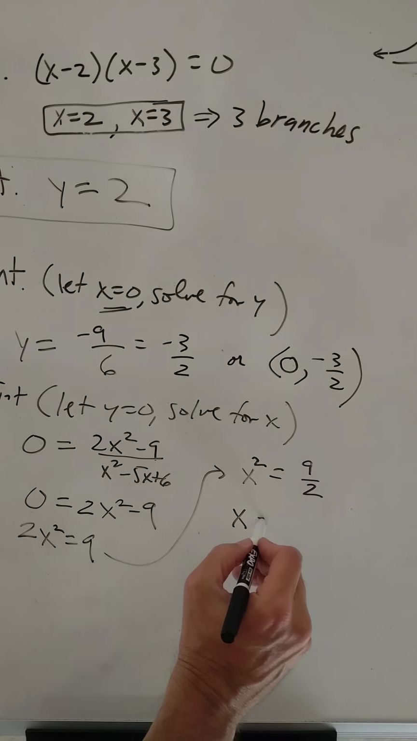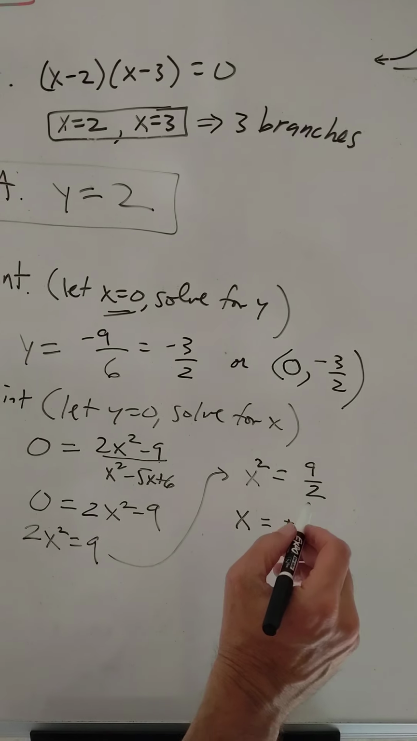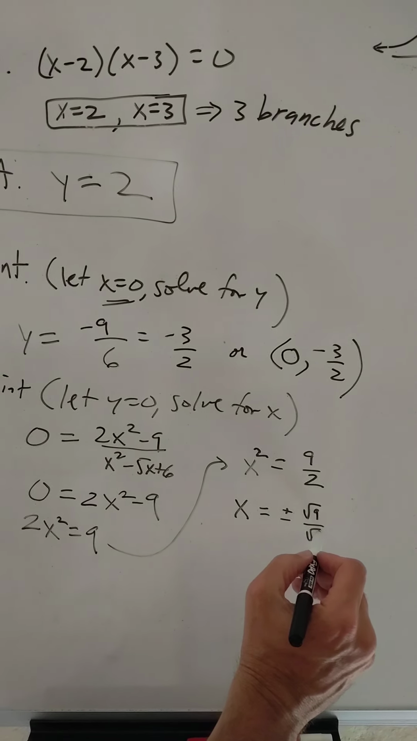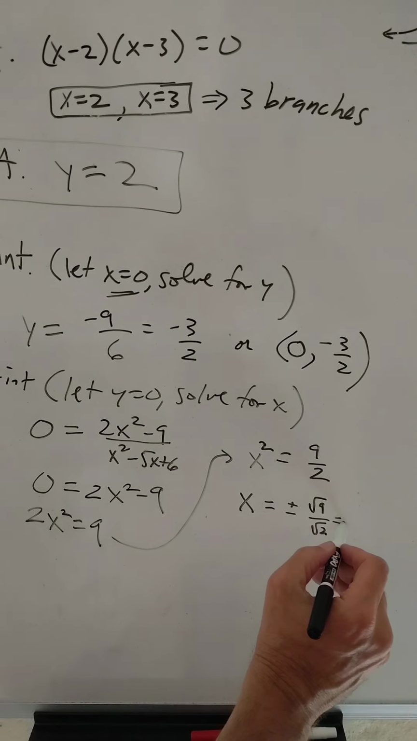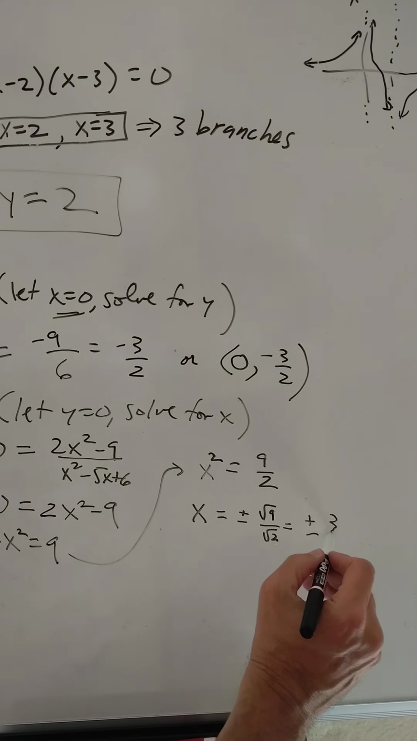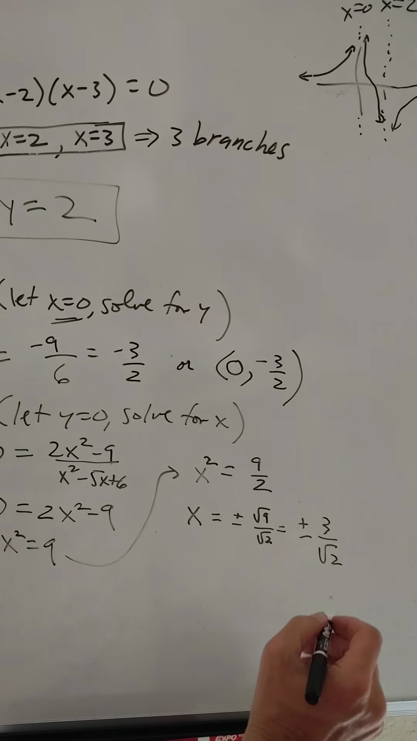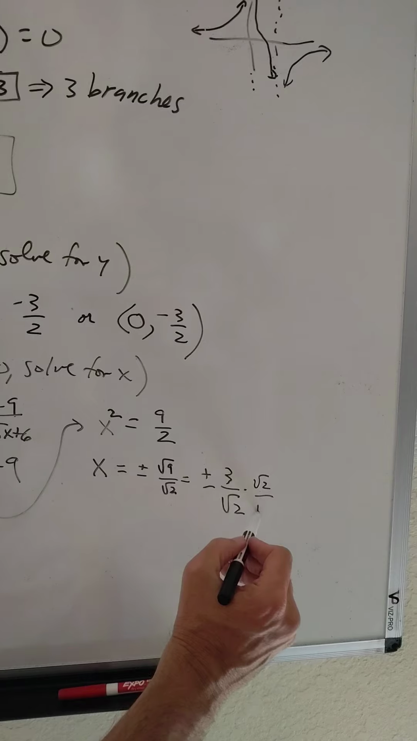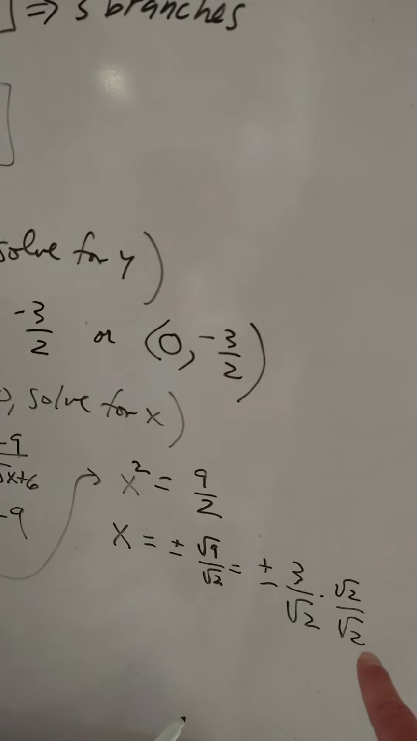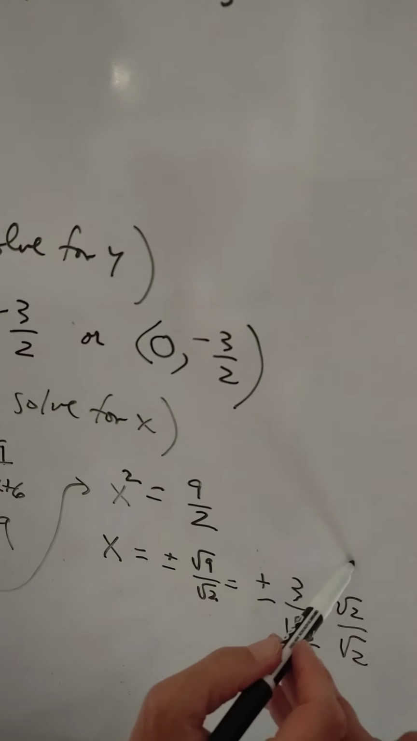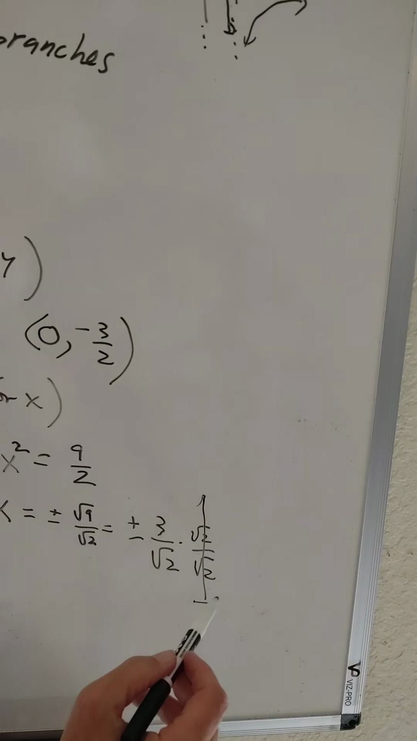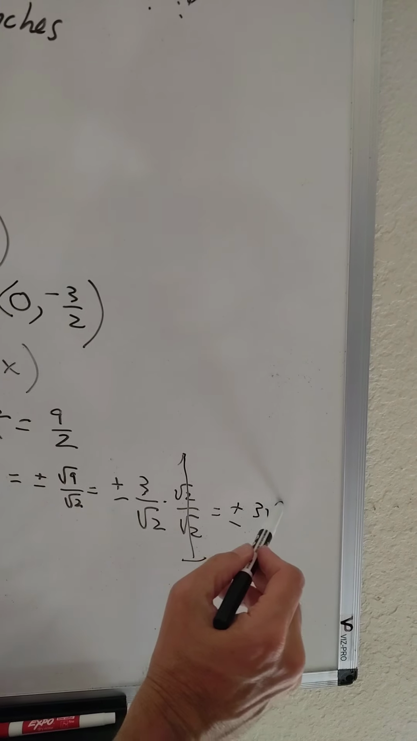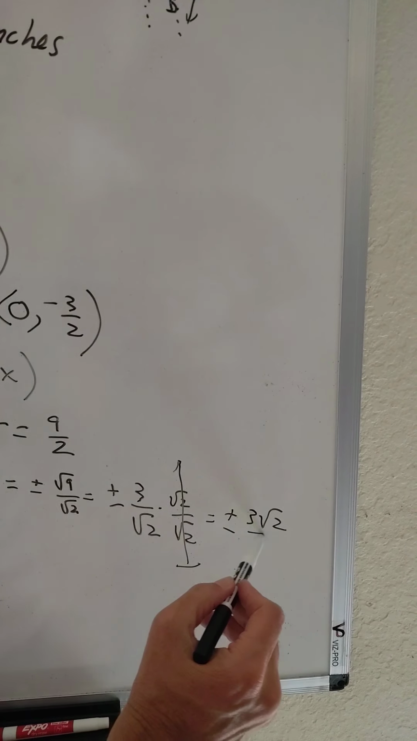So take the square root of each side to get x equals plus or minus the square root of 9 halves. That's the same as saying the square root of 9 over the square root of 2, and that's going to be plus or minus 3 over the square root of 2. Let's rationalize the denominator. So I'm going to go square root of 2 over square root of 2. Multiply this fraction by another name for 1. Why not choose that denominator? This is like a 1 here. So it's going to be plus or minus 3 square root of 2 over 2 when I multiply the numerators.